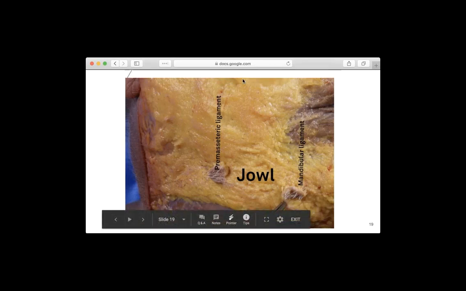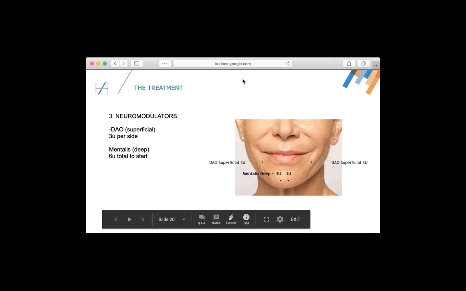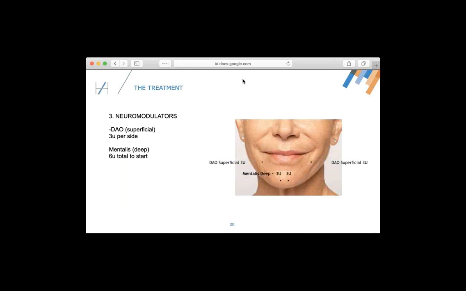So we'll move on to the next slide now, Tris, if you're happy with that, and talk about neuromodulators. And this is something I think at Harley Academy we get a lot of questions about, neuromodulators in the lower face. It's an area you've got to be slightly careful of. It's a bit more complex. You've got to really know your anatomy to know you're injecting in the right spots to ensure you don't get any asymmetry. And that particularly obviously applies to the DAOs.